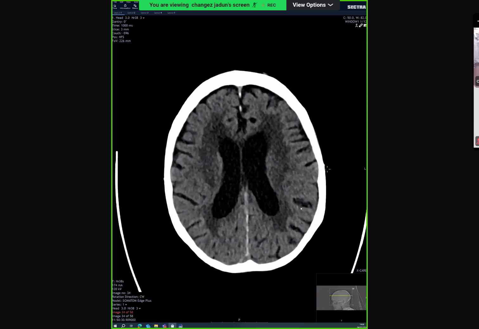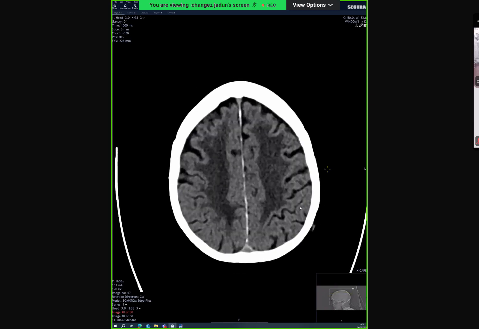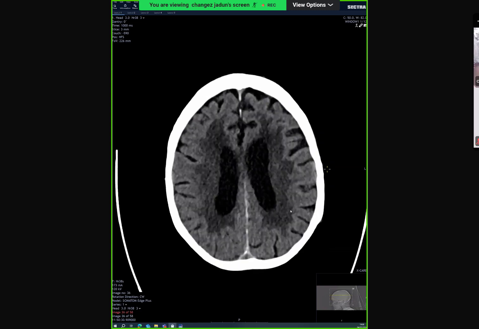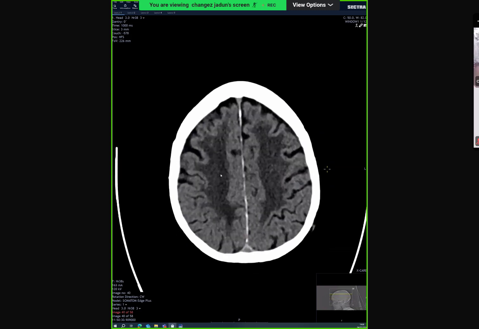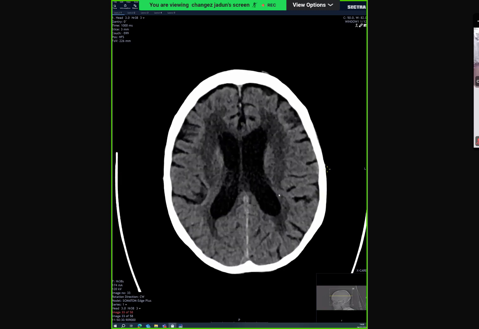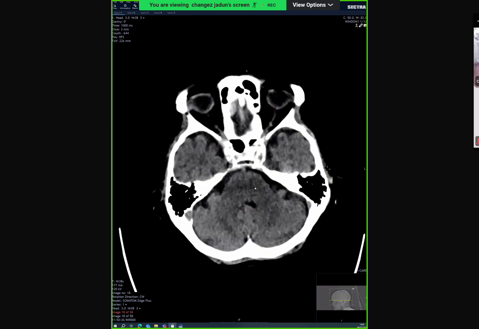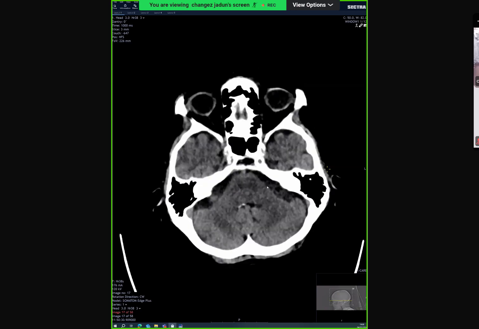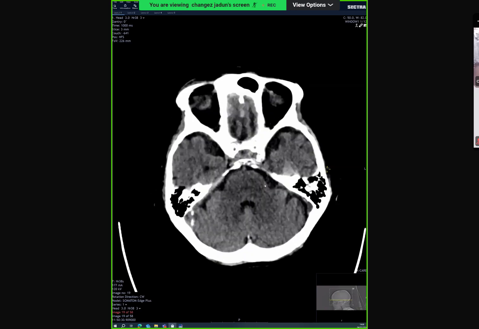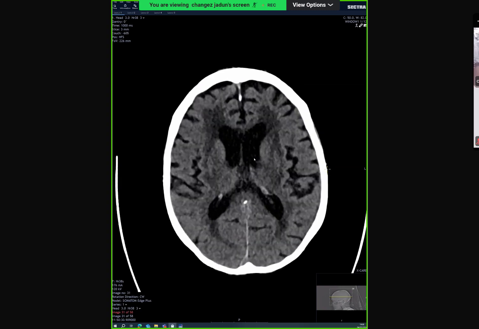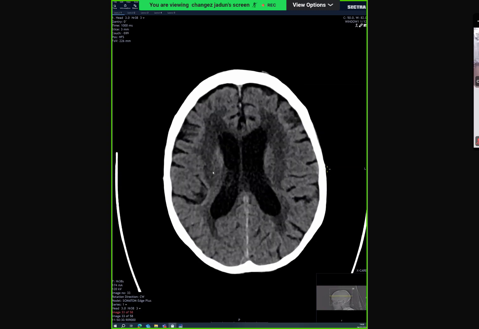Okay, so for the audience, let me sum up this case on your behalf. You see Fazekas 3 scale confluent white matter small vessel ischemic changes. You see some ischemic changes in the basal ganglia. You see some ischemic changes in the thalami, maybe some small ischemic changes in the pontine region with generalized involutional changes.